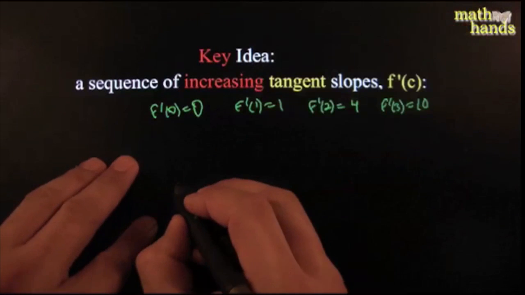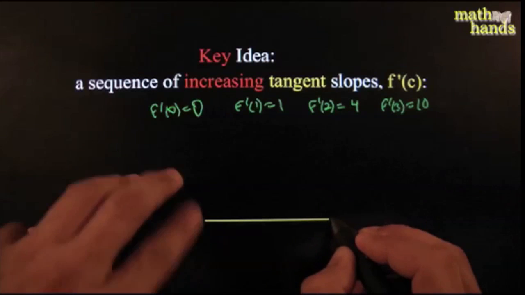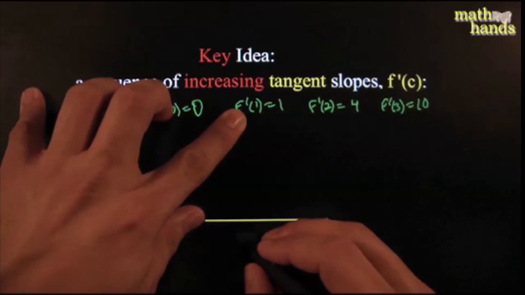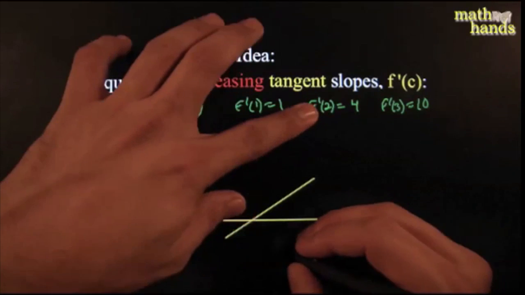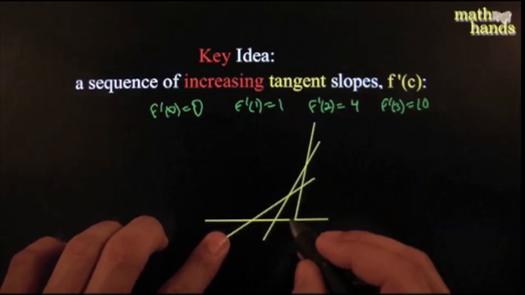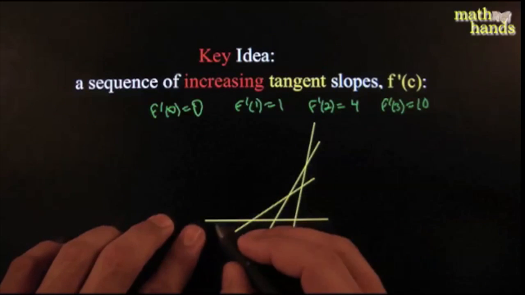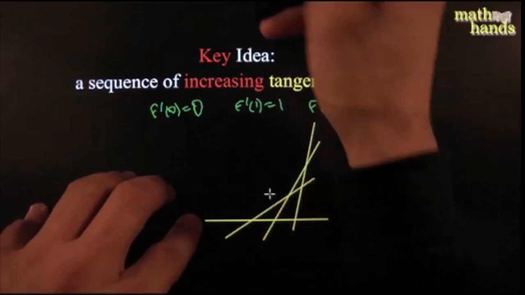Well, it's almost the same as before, but now they have to make sense together. At 0, this is the slope 0. At 1, your slope is more or less like this. At 2, it's more like this. At 3, it's more like this. And so if these are all part of the same curve, they're all tangent to the same curve, they tell you something about the curve. The curve must have this sort of shape.